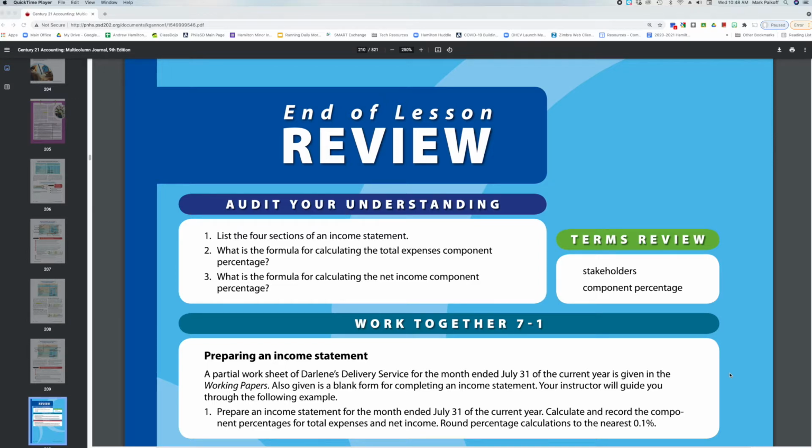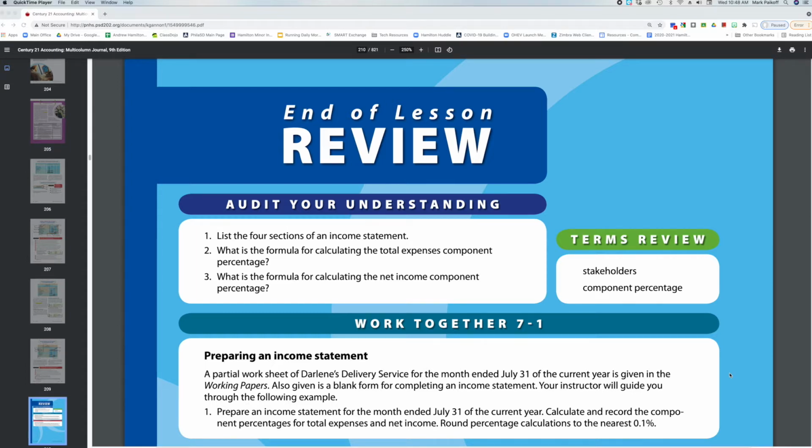But anyway, today I will be going over the 7-1 work together, where we will be preparing an income statement. So the instructions say, a partial worksheet of Darlene's delivery service for the month ended July 31st of the current year is given in the working papers. Also given is a blank form for completing an income statement. Your instructor will guide you through the following example.